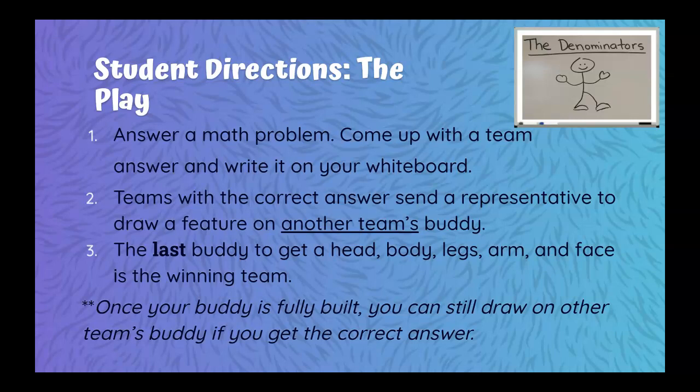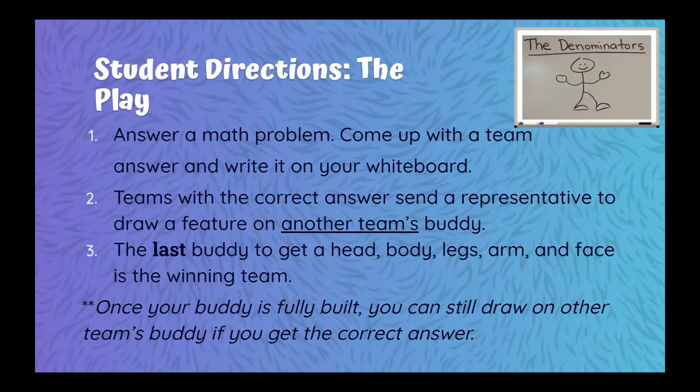Step 2. If they get the correct answer, they are allowed to send a representative up to the big whiteboard and draw a feature on another team's buddy. So you don't want your name to have anything under it. They want to draw on another team's buddy. Because, number 3, the last buddy to be built, and in this case I'm going to consider being built, having a head, body, legs, arm, and a face, that's the winning team.